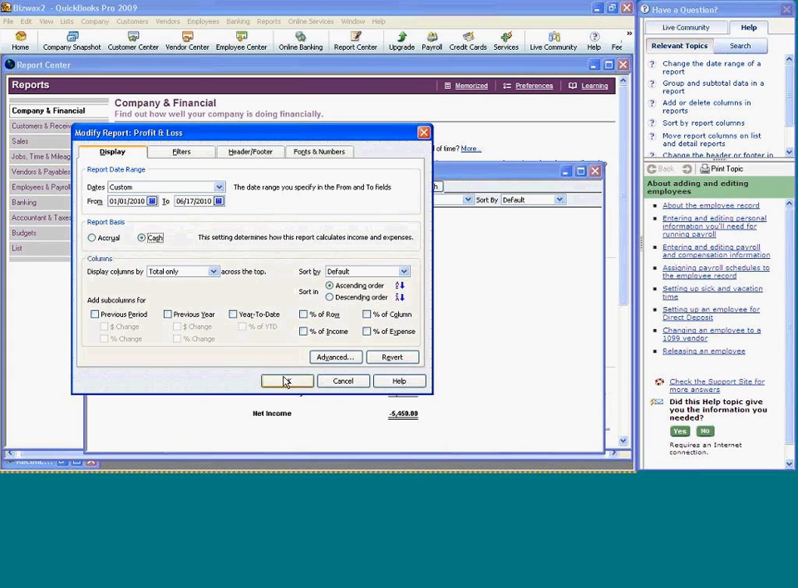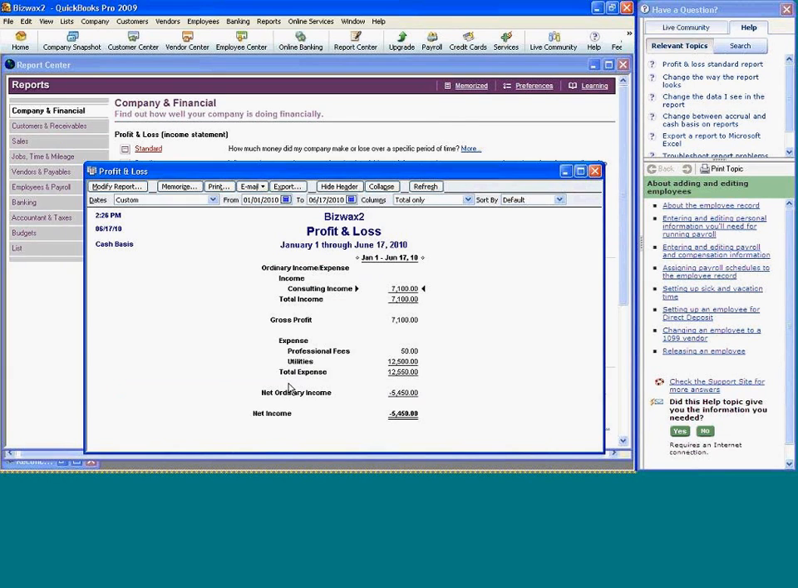Another way of looking at it is the cash basis of the company. It shows that the consulting income was $7,100 over the past year. The total expenses were $12,500. The net income was $5,450. So that's the profit and loss of the whole company.